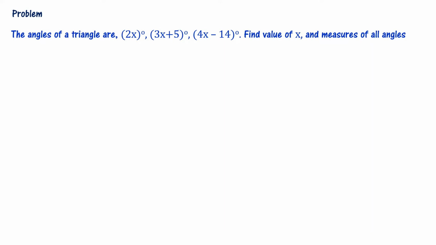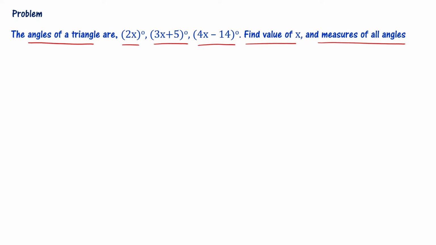Let us solve a problem now. The angles of a triangle are 2x degrees, 3x plus 5 degrees, and 4x minus 14 degrees. Find the value of x and the measures of all the angles.